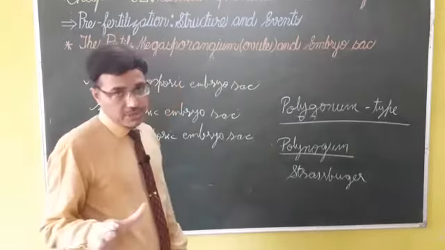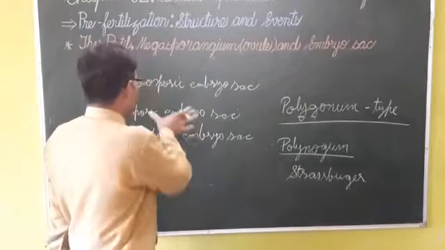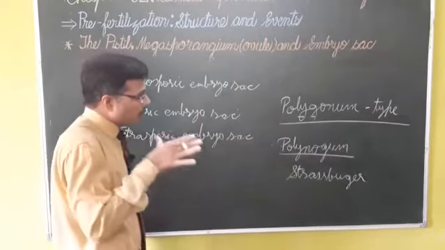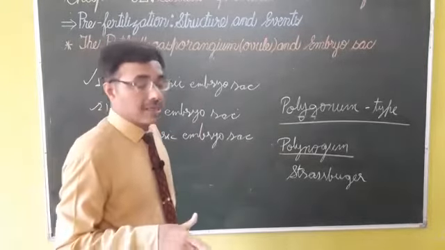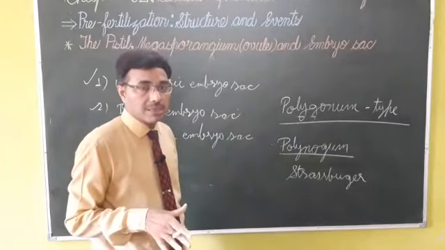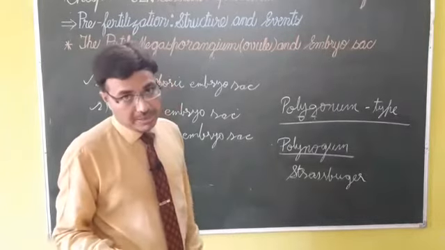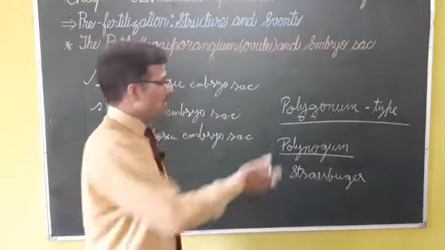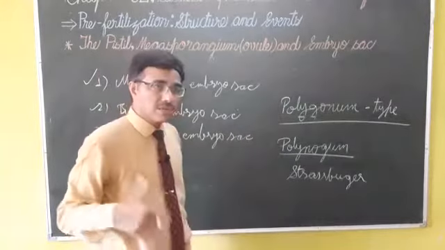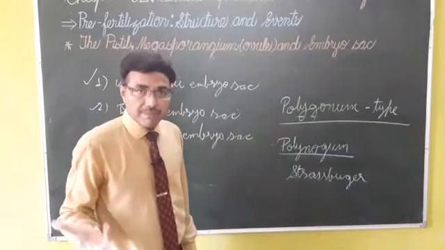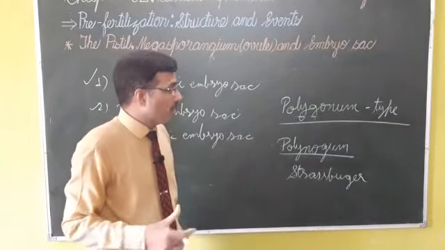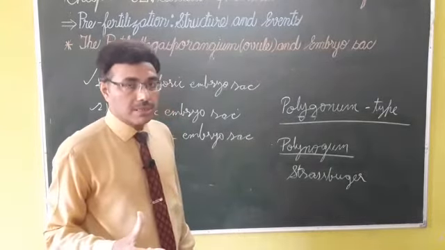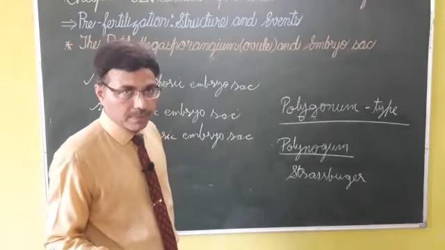And one more information is here. This monosporic embryo sac, the Polygonum type of embryo sac, is called a typical embryo sac. Why? Because this type of embryo sac is found in the majority of flowering plants. So what is the typical embryo sac? You will say the Polygonum type embryo sac.